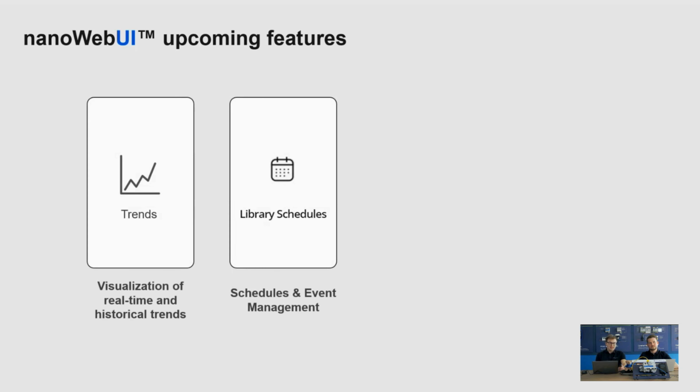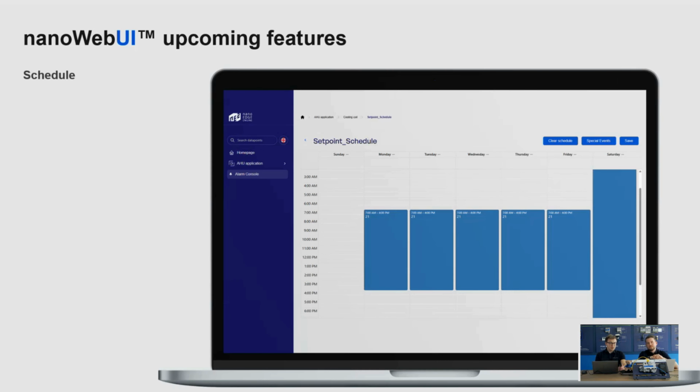The next feature is the schedules. So you will be able to set the schedules via web page, via nanoWebUI. What's more, once you do the changes from the web page, this change is automatically applied and synchronized on the BACnet network. So it's automatically updated with the BACnet protocol. You can set the schedule, set the special event, clear the schedule, so you can have full management of the schedules on the web page.